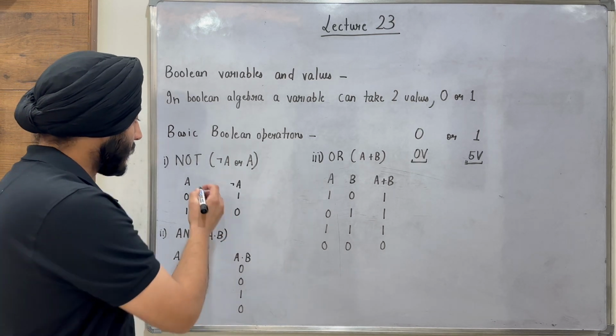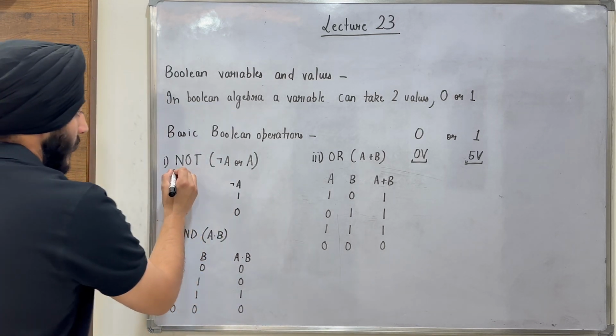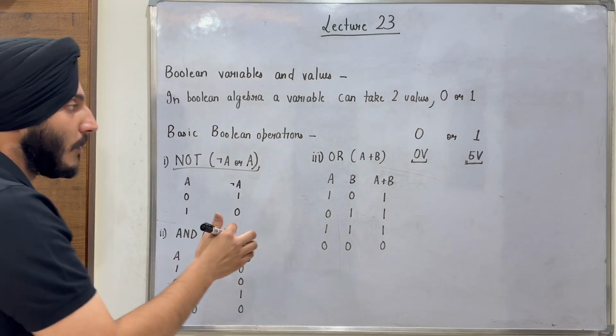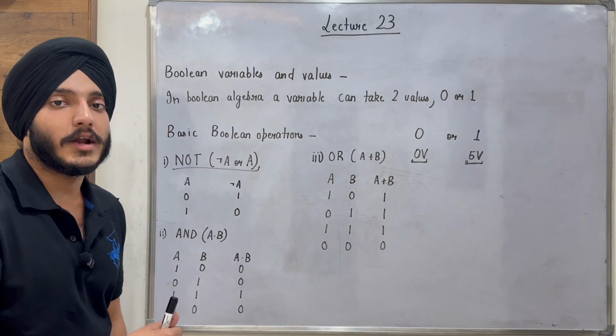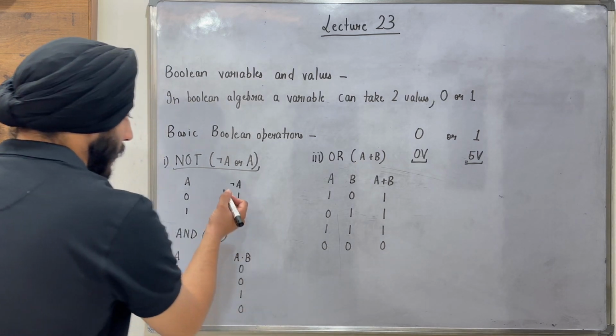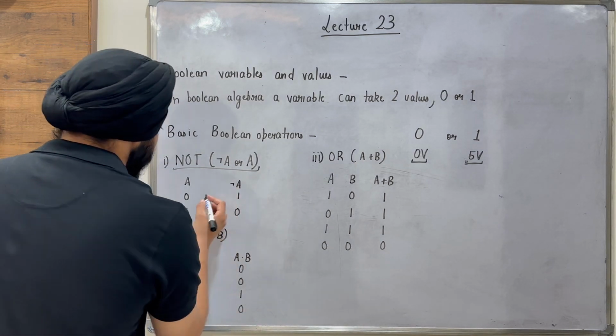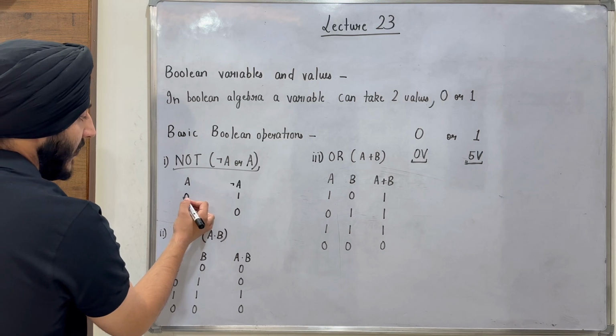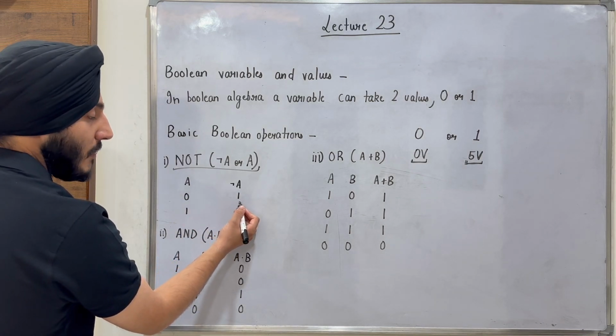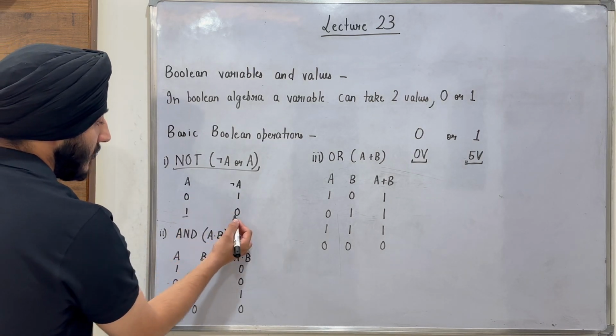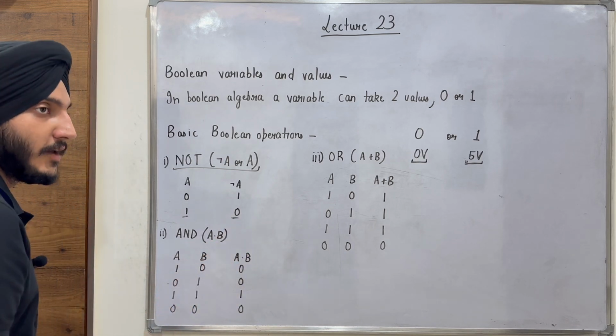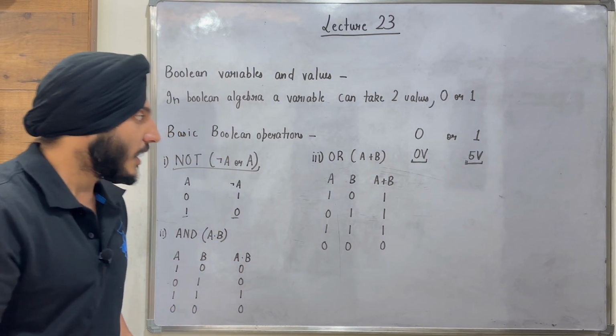So let's first try to understand what the not operation is, right? Not basically just converts 0 to 1 or 1 to 0, right? And we just denote it with this negation sign and symbol. So if the value of a variable A is 0, right, the negation of it would be 1. And if the value of it is 1, the negation of it would be 0, right? So I hope that's very easy to understand.